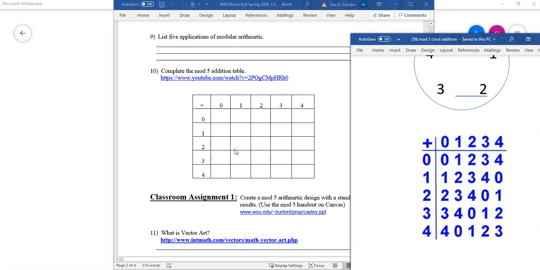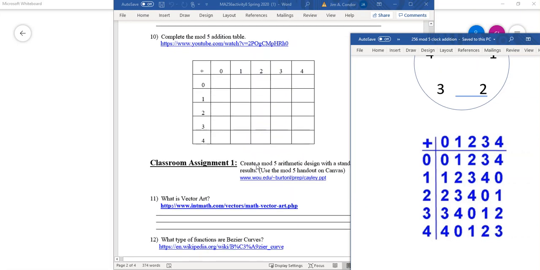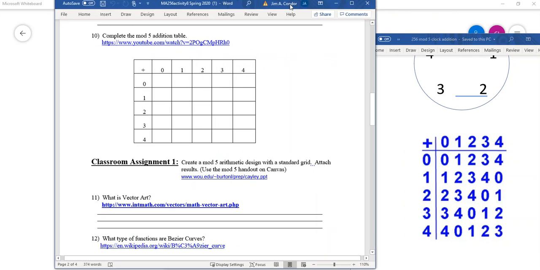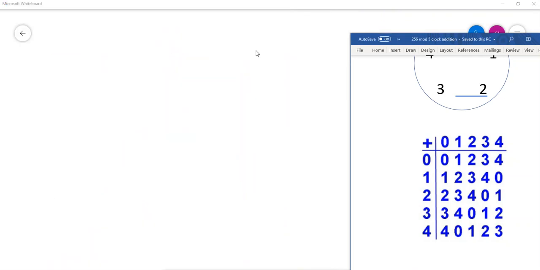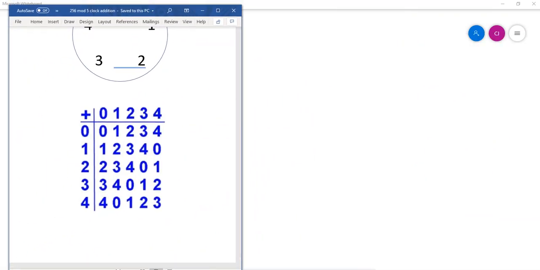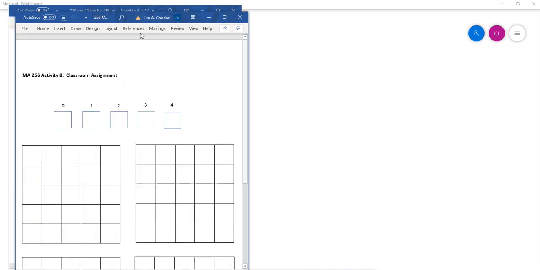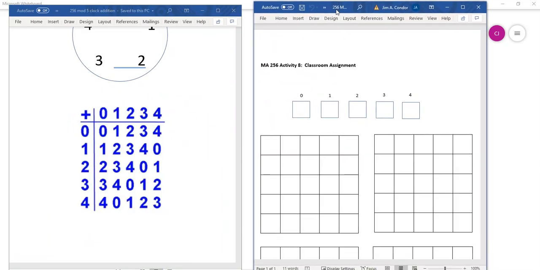All right, so we got the table, and now we want to do assignment 1. This assignment's going to take a little bit of time, so you may want to go to the Canvas website, go to the mod 5 table that's listed there, and I'll pull that up, and then we'll come back to this in a little bit. So let's put this here, and we're going to put this here.